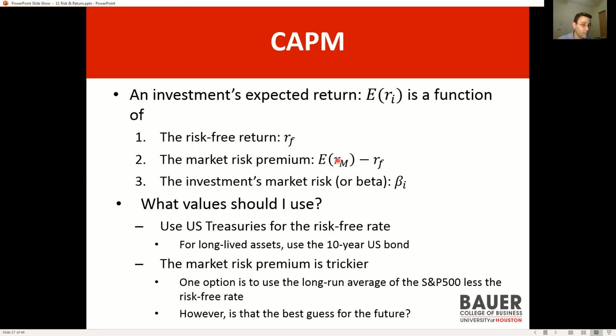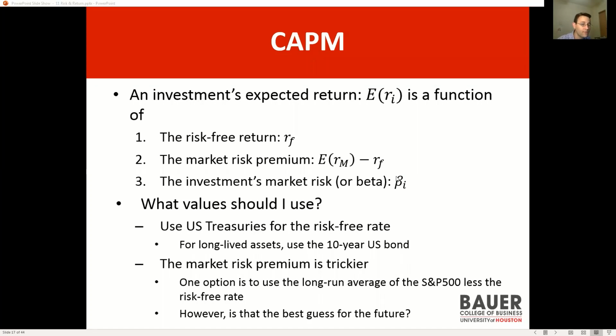RM is the return on the market. How much do we expect to get on the market minus the risk-free rate? So this is how much extra you get by holding the S&P 500. The final ingredient is the beta. The beta is subscripted by I, so that means every investment I could have a different beta. This is the quantity of systematic risk that you take with project I or investment I.